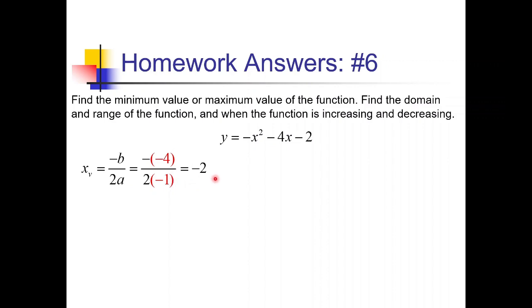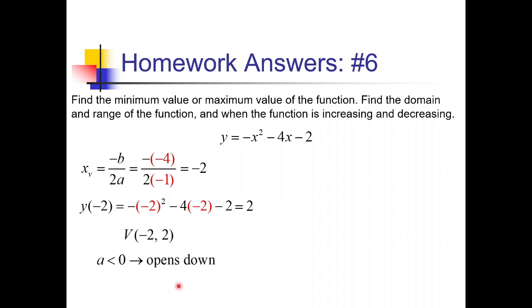To get the y value of the vertex, I need to plug that back in for x. So we've got negative 4 plus 8, so that's going to be positive 4, minus 2 gives us 2. So negative 2 comma 2 is our vertex. Since the a value here, this invisible negative 1, is negative, that means that we're opening down. So my parabola looks something like this. We have a frowny face with negative 2 comma 2 at the top for the vertex.